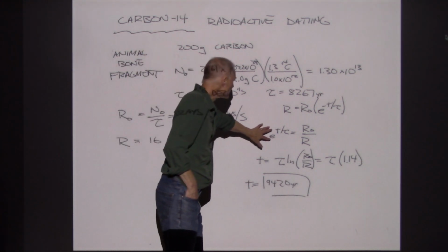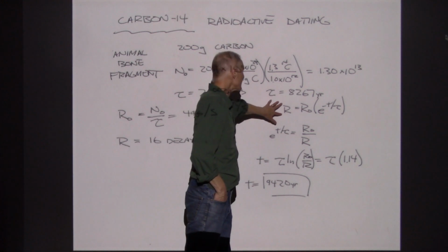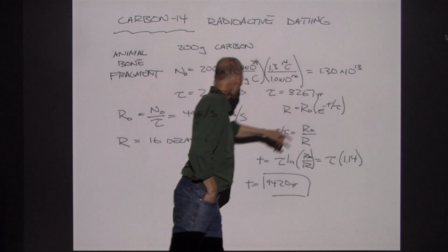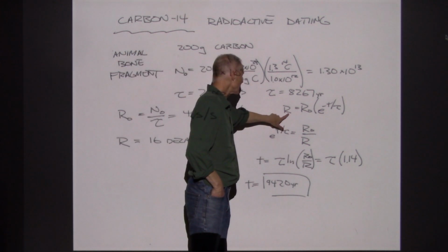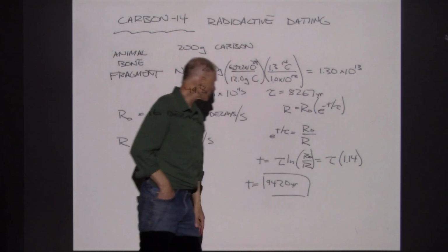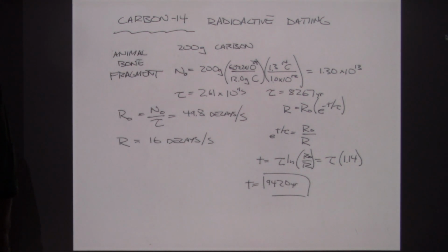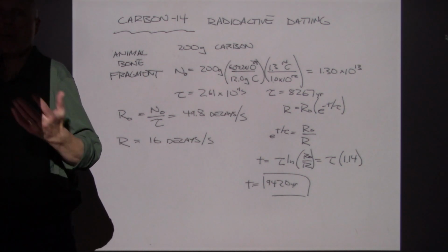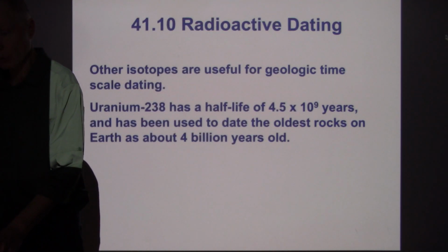Running the numbers on this formula, I just want to see how it's dropped off. So actually starting from here, the rate now is reduced. The R naught was 50 decays per second, but the one we're measuring is only 16. We solved that equation for T, and it tells us that that organism, or that bone, is 9,400 years old. So these are very reliable techniques of figuring out how old, in this case, an organic sample is.